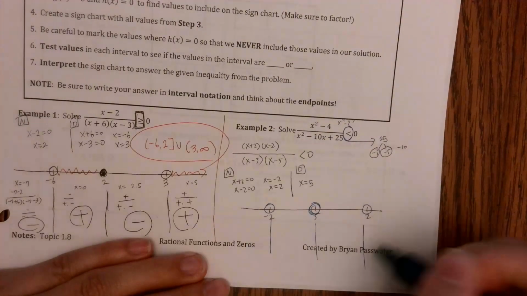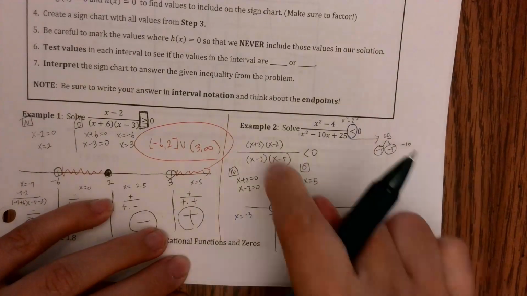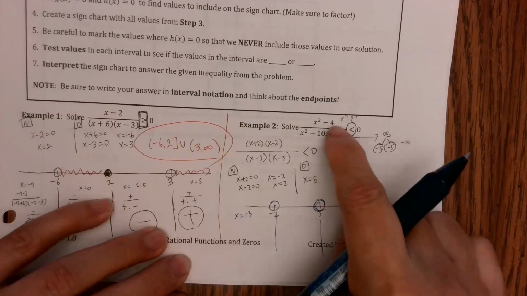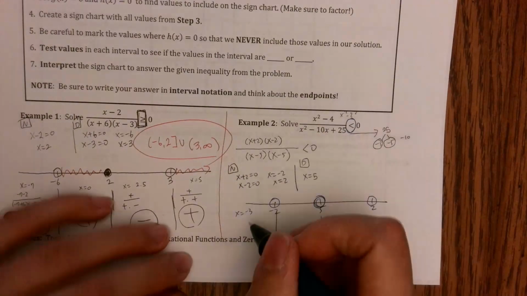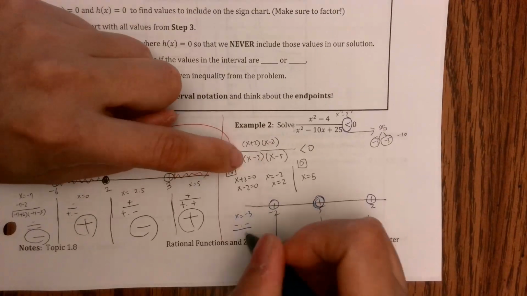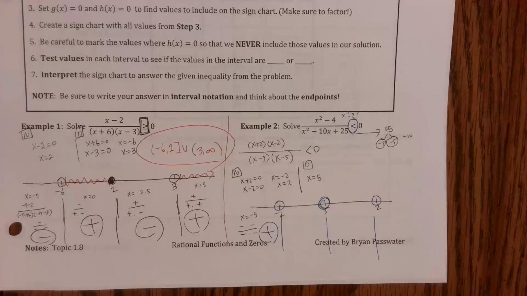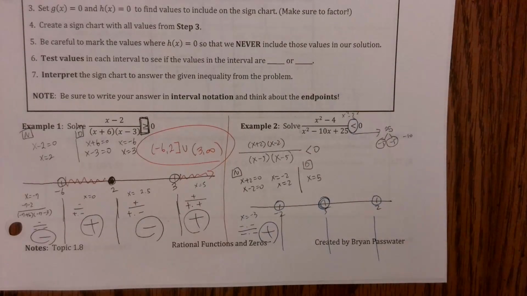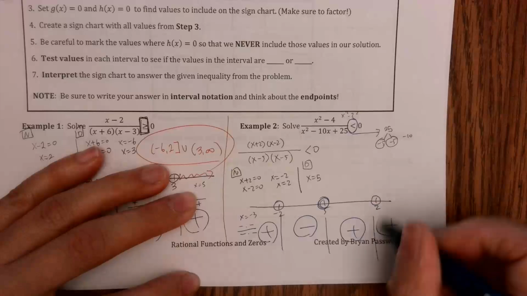Okay? And then you're going to plug it in. Be careful here when you plug it in, folks. You're going to plug it into your factored form, not this, because that's not going to help you with the sign. Go over here and plug in negative 3. So negative 3 plus 2 is negative. Negative 3 minus 2 is negative. Negative, negative, negative, negative, negative is positive. I'm going to save a little time. It's going to be negative next, and then positive next, and positive next.